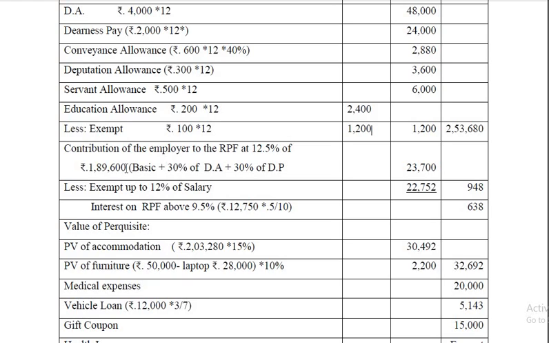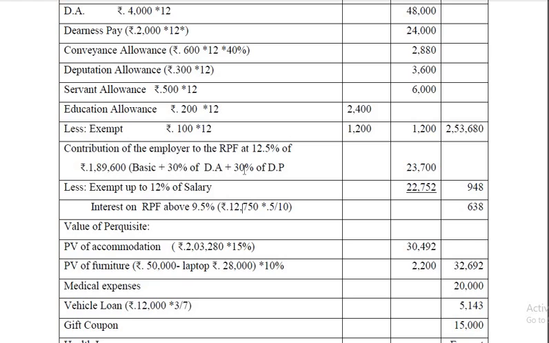That comes to 1,89,600 at the rate of 12.5%, 23,700. It is exempt up to 12%. Employers' contribution to recognized Provident Fund up to 12% is exempt, and therefore that comes to 22,752, and therefore the taxable amount is 948.